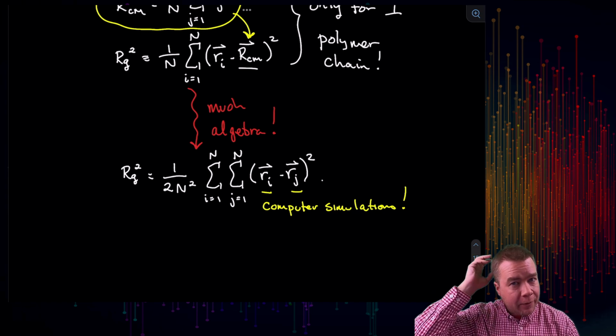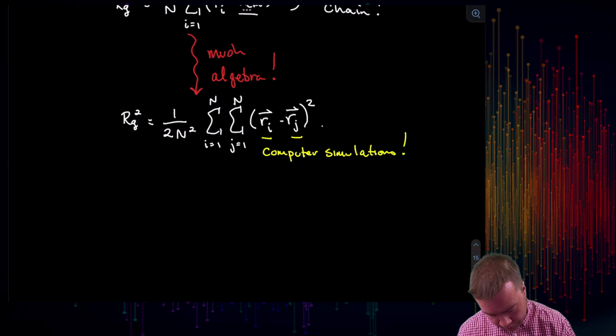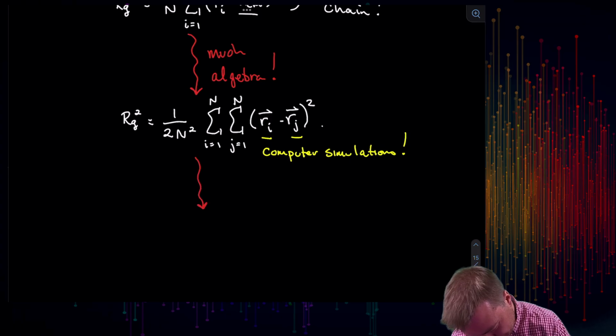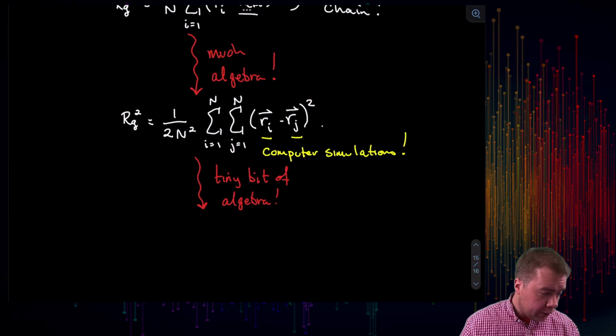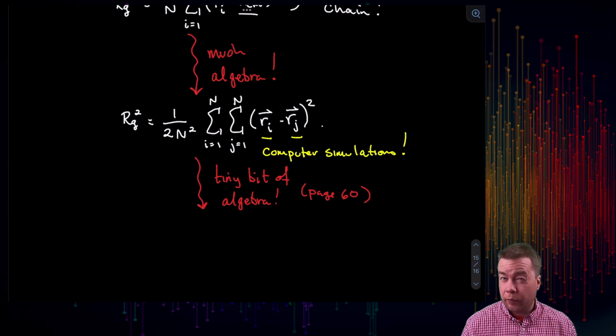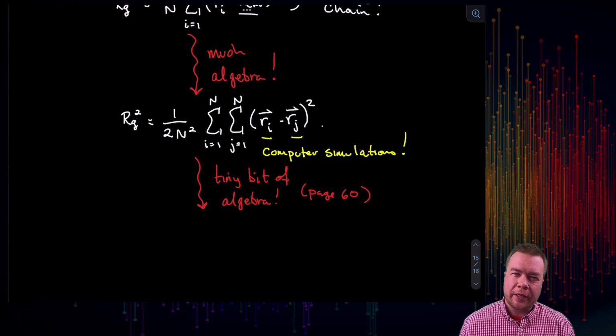Okay, so file that away back here. We're not going to deal with that right now. We're only going to deal with using this expression to calculate what the size of the polymer chain would be. So you can do a little bit more algebra, a tiny bit of algebra. And if you'd like to see the algebra, you could look on page 60 of Rubinstein and Colby, one of the books in the syllabus, or I'm happy to go through it with you. But it's not too useful for calculating these things.